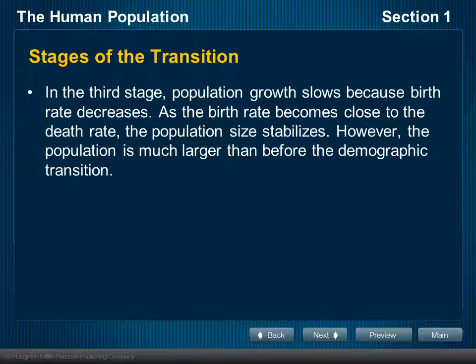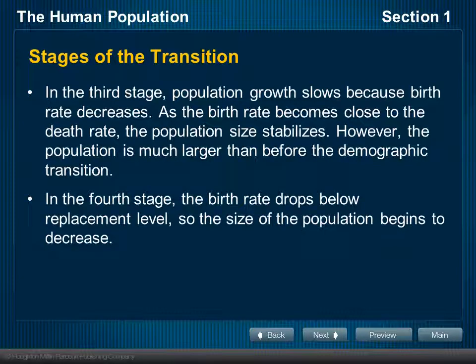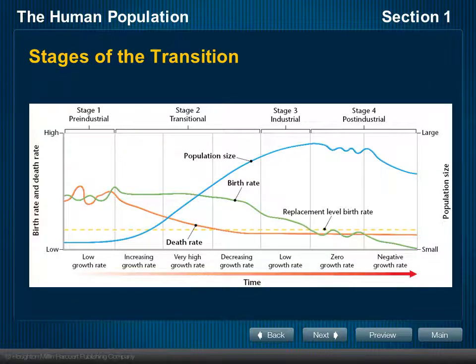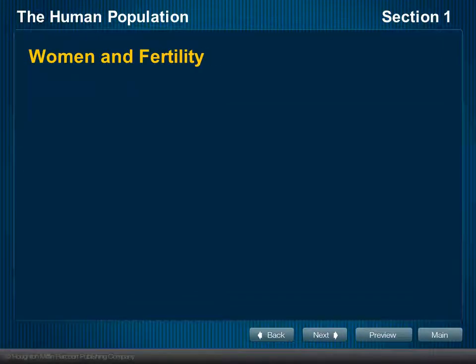And this population slows down to being stable or zero growth, but the population is pretty high because of all the growth leading up to it. And then finally, in the fourth stage, birth rate drops below the replacement level, and then you see the size of the population begin to decrease. And this is a 1 to 3 generation process. I wouldn't worry about the graph, it's a little bit complex.